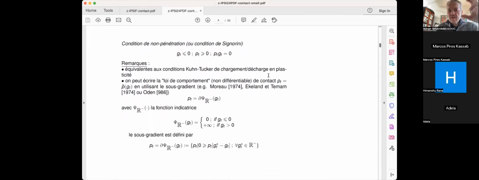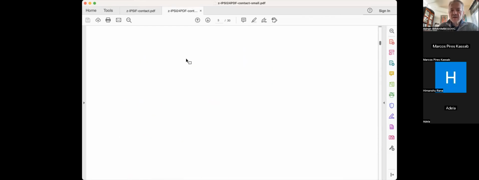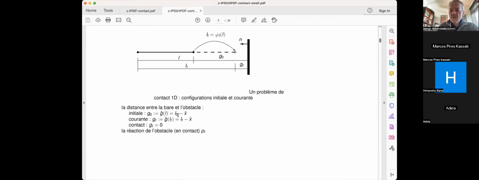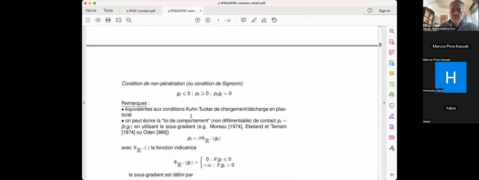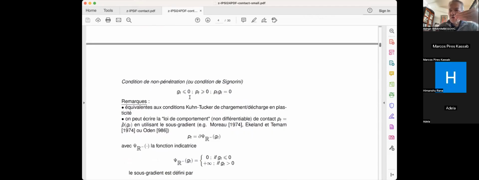Now the condition that you have to respect is that this gap in time, the way we defined it, is the difference between the current position, the length, and the current position x bar. Basically, it's negative. So your g is either negative or 0 when you come in contact with the rigid obstacle. Your pressure is either positive or 0. And the product of these two is equal to 0. That means either the pressure is 0 and the gap is negative, which means you never reach the contact, or the pressure is positive and the gap is 0, which means you are now in contact.